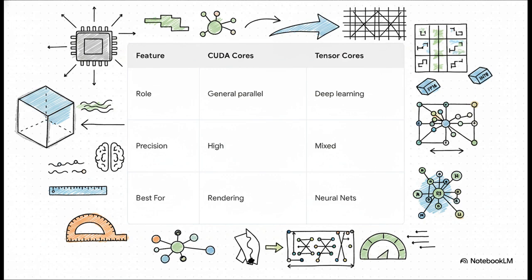So CUDA cores are your flexible, general-purpose parallel processors working at high precision. They're absolutely fantastic for rendering, physics simulations, and classic machine learning. Tensor cores, on the other hand, really just do one job, but they do it incredibly well: matrix mathematics for AI deep learning. They use mixed, lower precision, like FP16 or int8, to process massive neural networks incredibly fast.